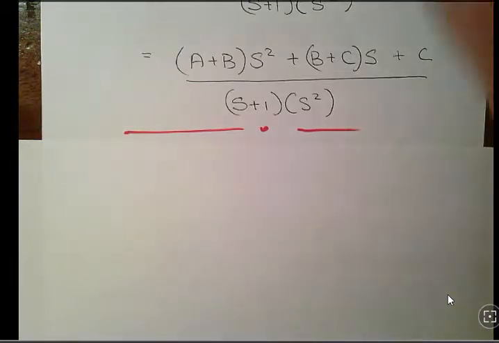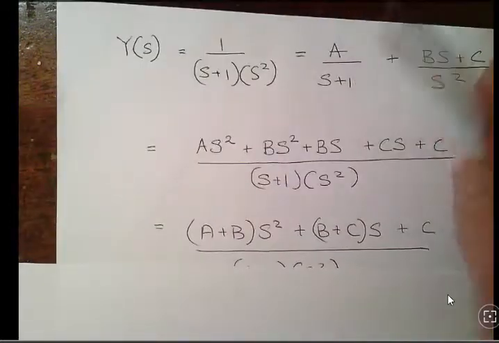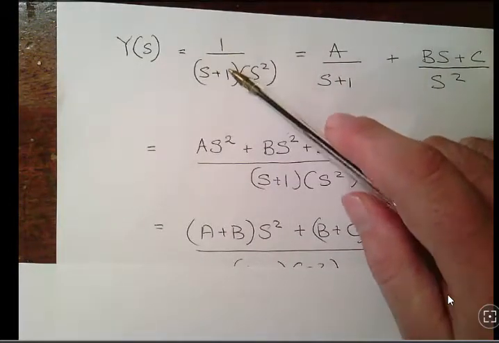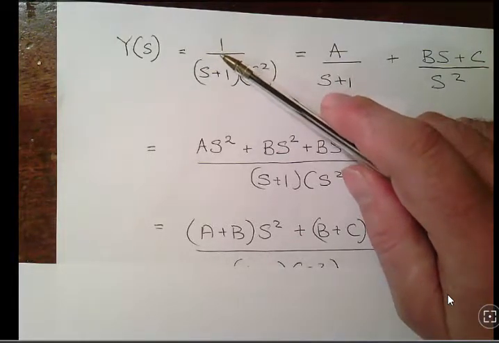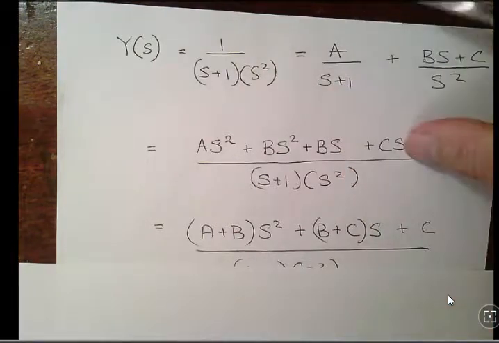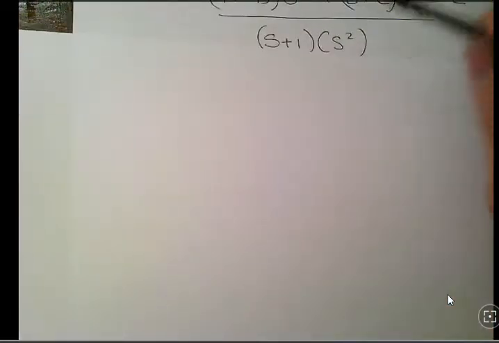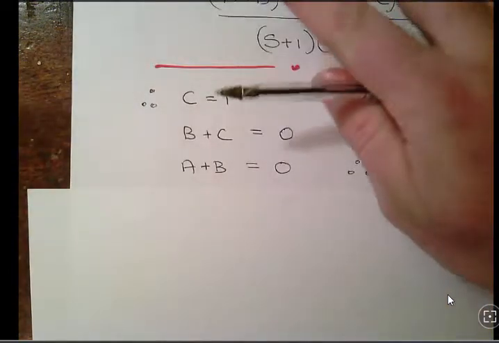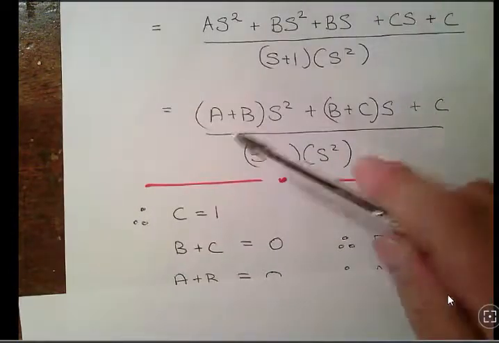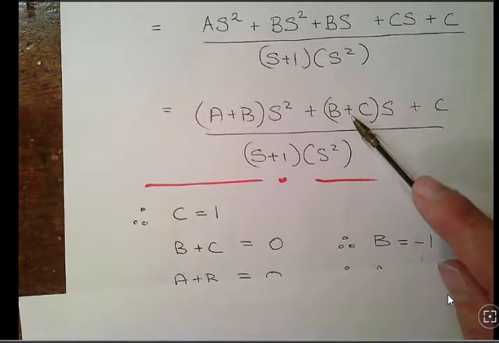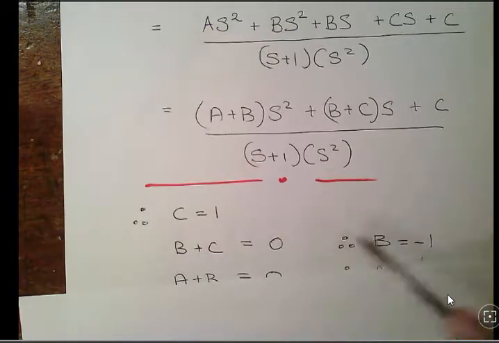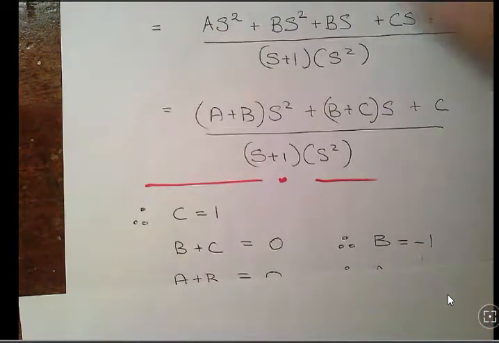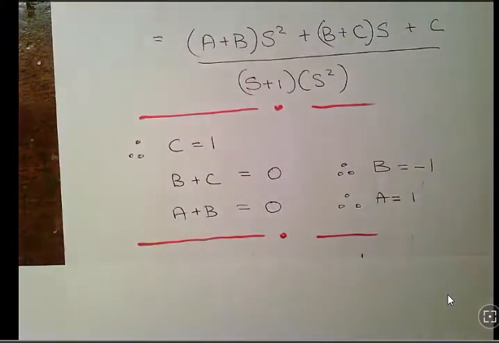This is equal to this expression here, 1 over s plus 1 times s squared. So what I'm going to do is rephrase that as 0s squared plus 0s plus 1. That means a plus b is equal to 0, b plus c is equal to 0, and c is equal to 1. So c is equal to 1, b plus c is equal to 0, which means b has to be equal to minus 1. A plus b is equal to 0, so a has to equal 1.